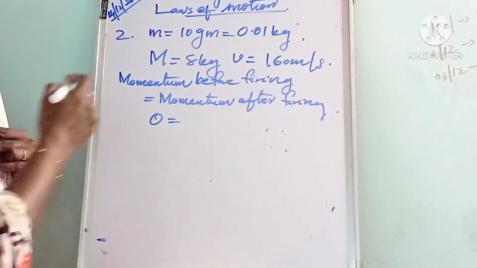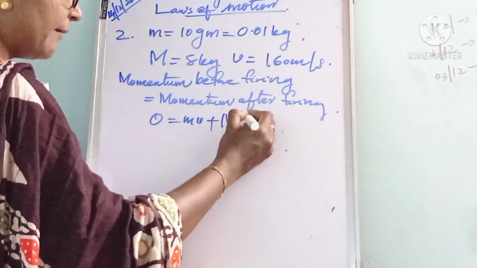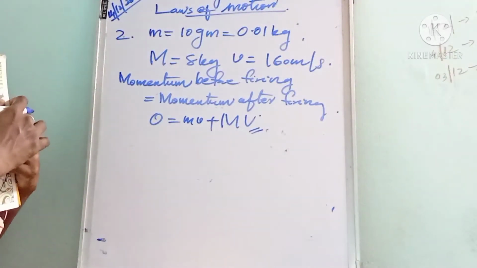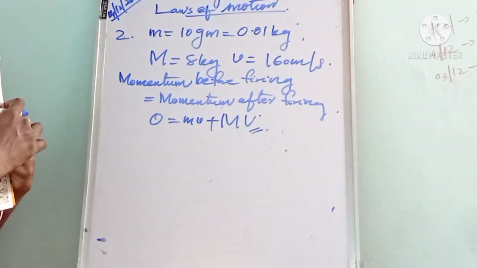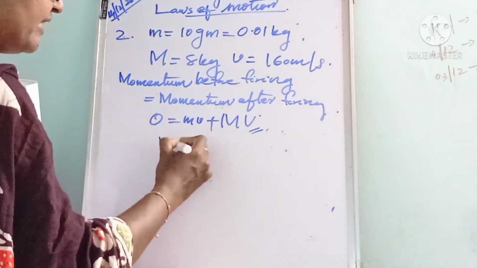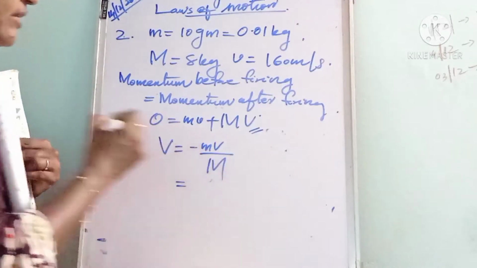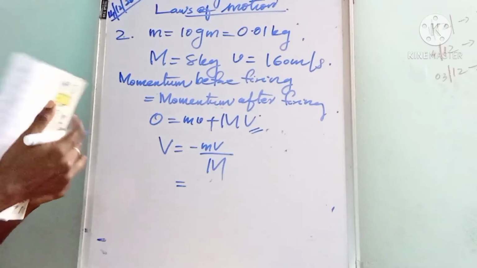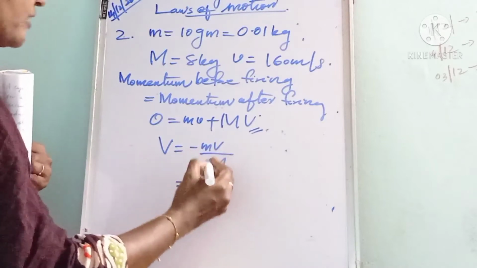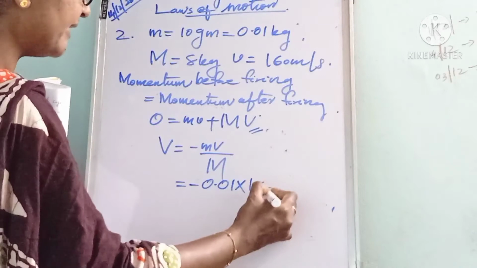Then the momentum of the bullet is small m into small v, and that of the gun is capital M into capital V. We have to find this capital V, that is the recoil velocity, the velocity with which the gun moves backward. So V is equal to minus mv divided by M. This is the expression for recoil velocity.